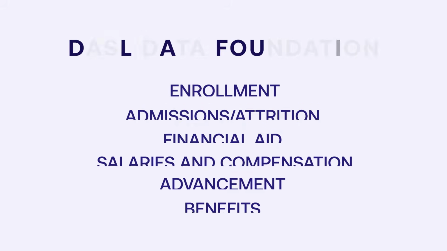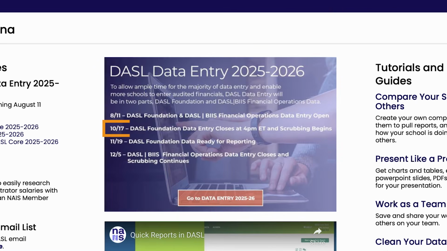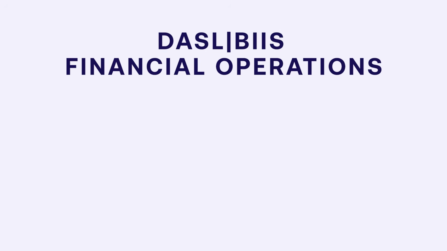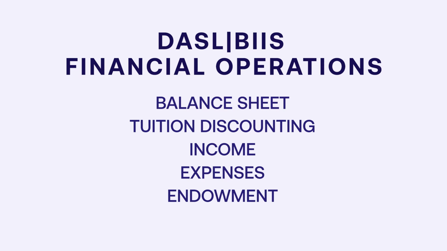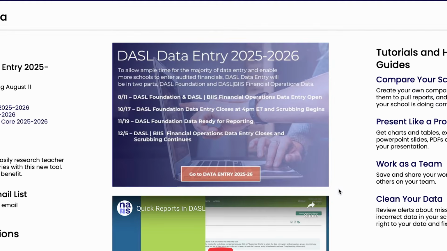To allow ample time for entry, Dazzle Foundation will close on October 17th at 4 p.m. Eastern. The second part of data entry is Dazzle Biz Financial Operations and includes data from your balance sheet, tuition discounting, income, expenses, and endowment. Dazzle Biz Financial Operations will close on December 5th at 4 p.m. Eastern to allow more schools to enter audited financials into Dazzle.